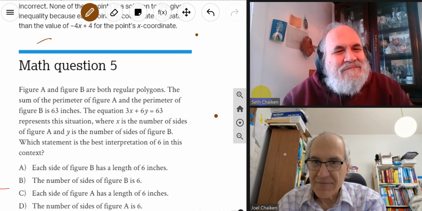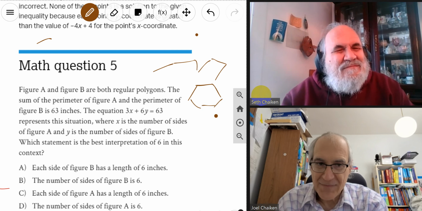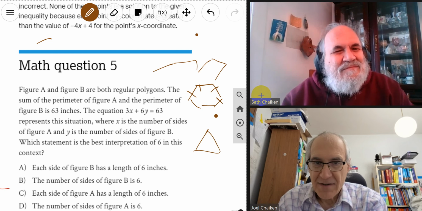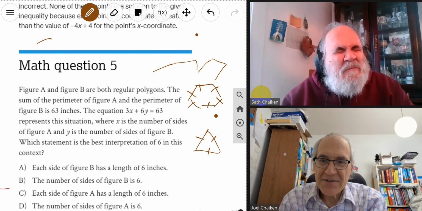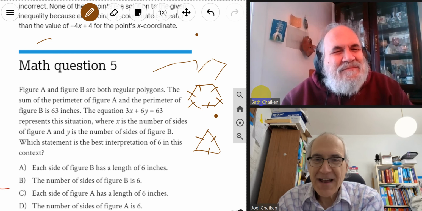Okay, so you got regular polygons. Regular polygons are like these things. Not that this is the answer, but these are regular polygons. All the sides are the same in a regular polygon. And the angles are the same, too. But we don't really care about the angles right now in this problem.